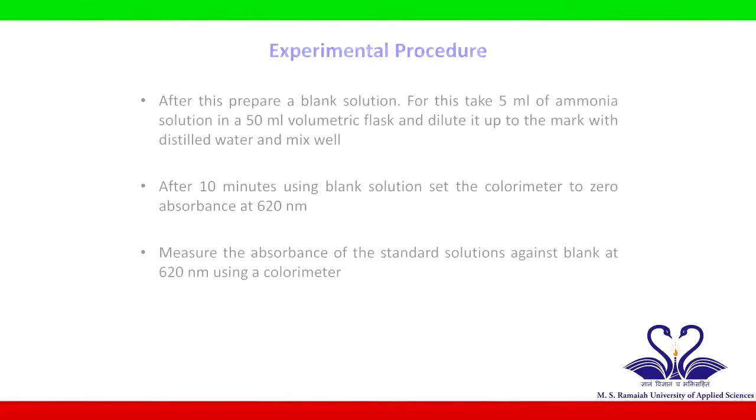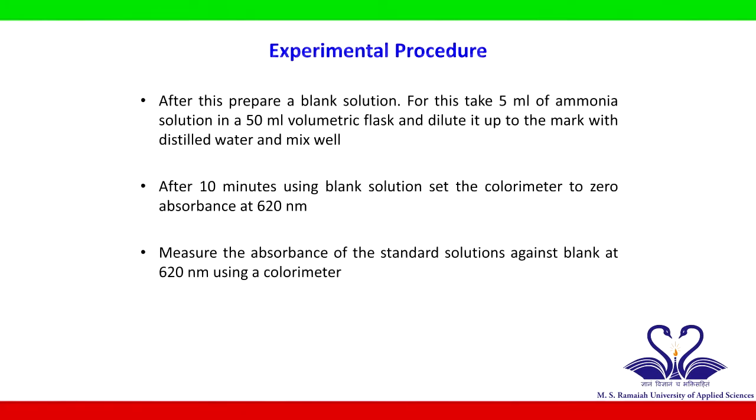After this, prepare a blank solution. For this, take 5 ml of ammonia solution in a 50 ml volumetric flask and dilute it up to the mark with distilled water and mix well. After 10 minutes, using the blank solution, set the colorimeter to 0 absorbance at 620 nm. Measure the absorbance of the standard solutions against the blank at 620 nm using a colorimeter.